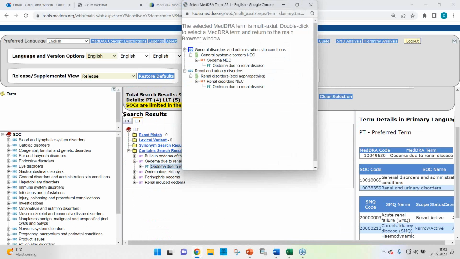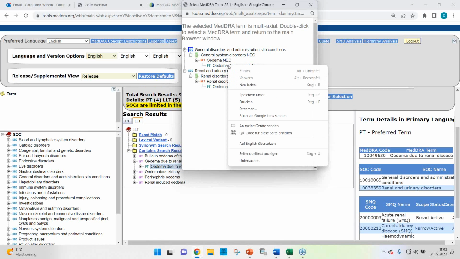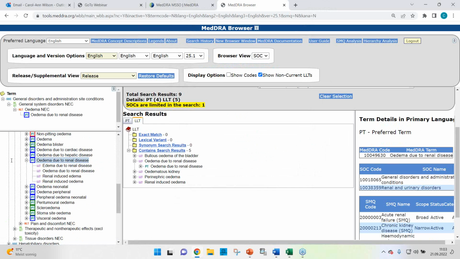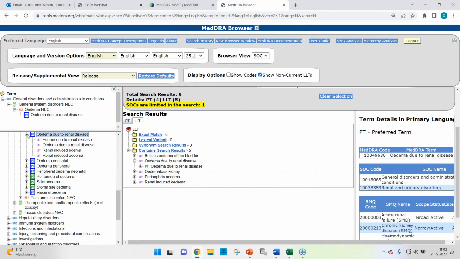If we go again to the browser, we can see that it's grouped under primary SOC general disorders and administration site reactions under edema NEC HLT. It also, of course, has a secondary linkage to the renal disorders NEC HLT and SOC renal and urinary disorders. So let us look. Click this one here. And here we have edema due to renal disease. There's none for edema due to nephrotic syndrome, but a more general term, edema due to renal disease.